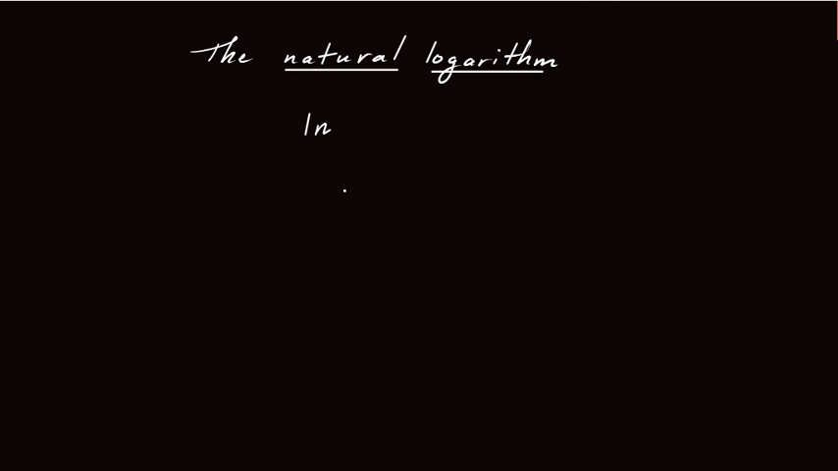Well, it's the function that kills e's. It's the e killer. So what do I mean by that? Well, if you take the natural logarithm and you apply it to e to the t, so I plug e to the t into this function, I get back t. I strip off the e. And that's very useful for solving equations involving exponential functions.